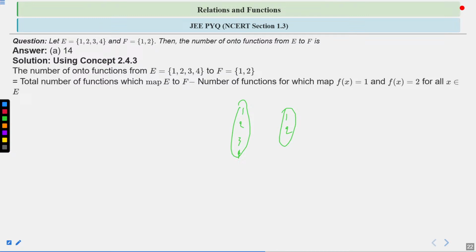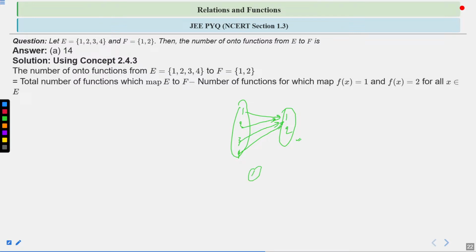Right. So we need to find the number of onto functions. An onto function is basically one where the codomain is equal to the range, right? The codomain is given as {1, 2}, so the function will be onto only when the codomain equals the range. The total number of functions defined from E to F will be 2 to the power 4. And we will subtract the functions which are into. Into function means, suppose all the elements are connected to 1 only. In this case, you will not get codomain equal to range.